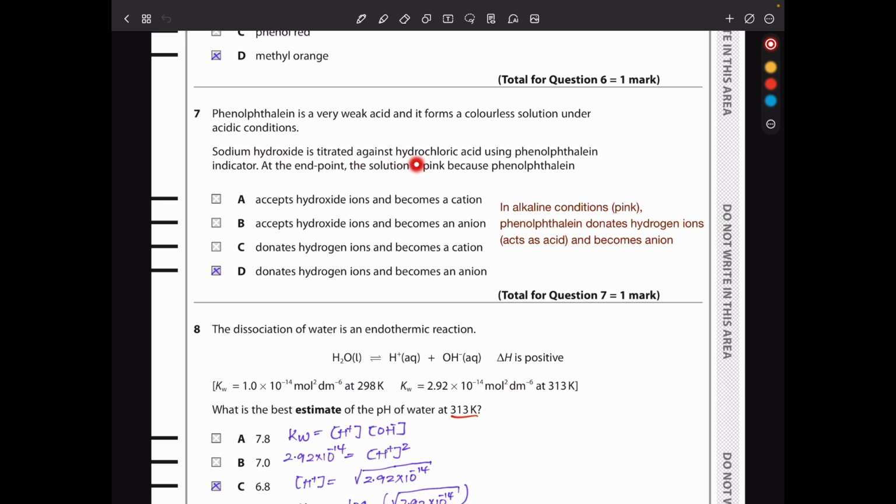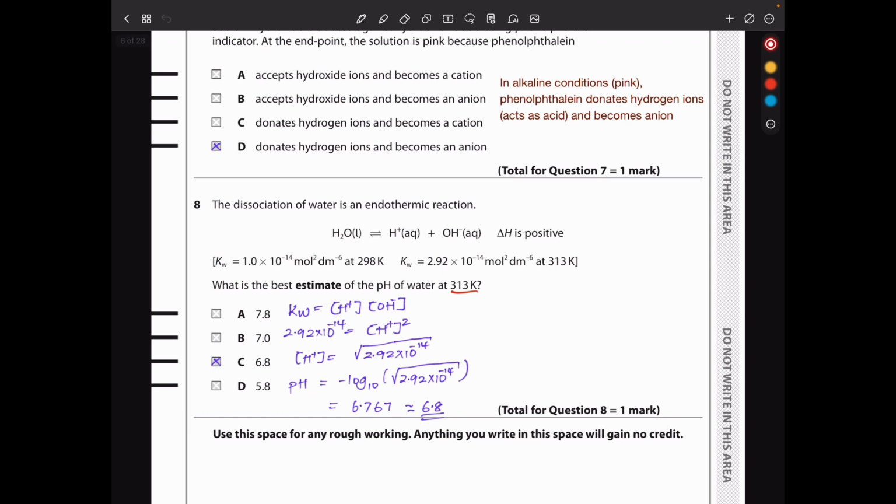Sodium hydroxide is titrated against hydrochloric acid using phenolphthalein indicator. At the end point, the solution is pink because phenolphthalein is going to donate a hydrogen ion, meaning it's acting as an acid, and in that process it becomes an anion, so D is the suitable answer.